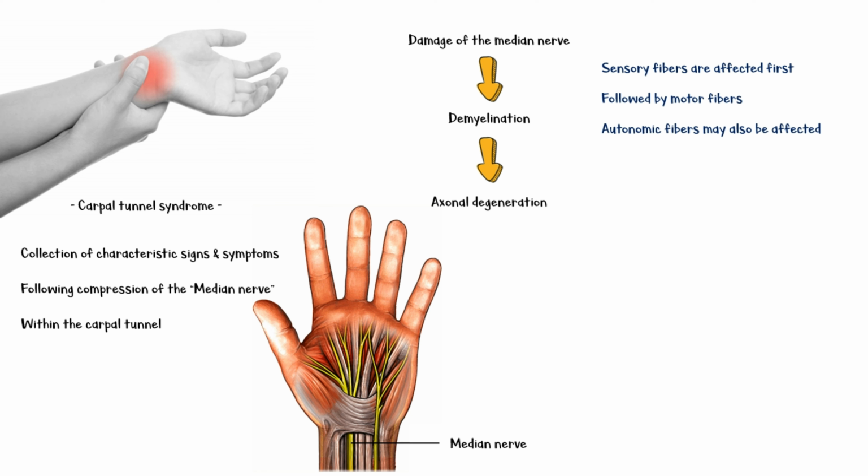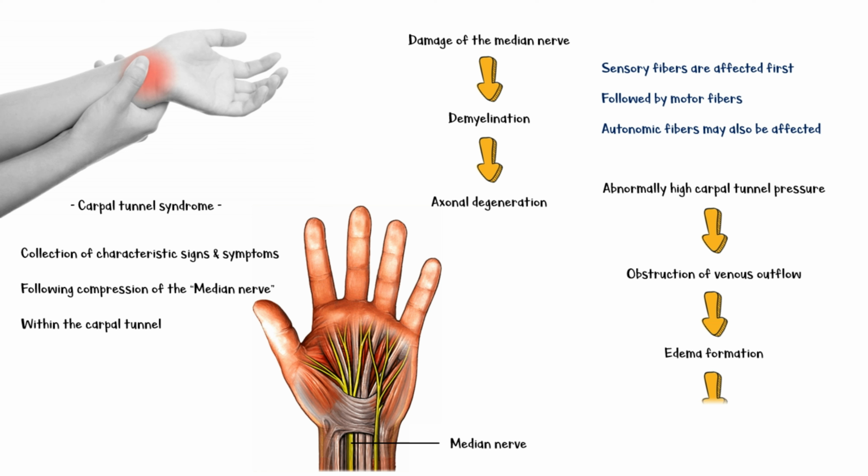However, some theories suggest that abnormally high carpal tunnel pressure causes obstruction of venous outflow, with resultant edema formation, ultimately leading to nerve ischemia and damage. Carpal tunnel syndrome is not fatal. However, it can lead to complete, irreversible median nerve damage with consequent severe loss of hand function if left untreated.